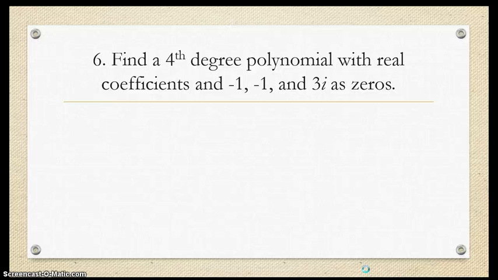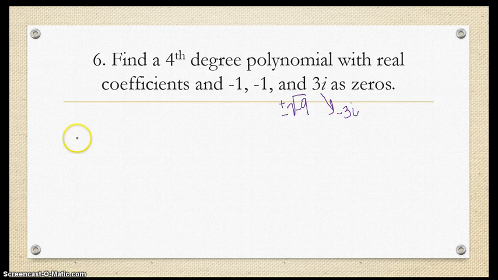On this one, we're finding a 4th degree polynomial with real coefficients. And negative 1, and 3i are the zeros. First off, it's important to note, to get 3i, that means you did the square root of a negative 9. Whenever you do square root of negative 9, don't forget it's a plus or minus. So if you have a positive 3i, you also have a negative 3i as one of your zeros.